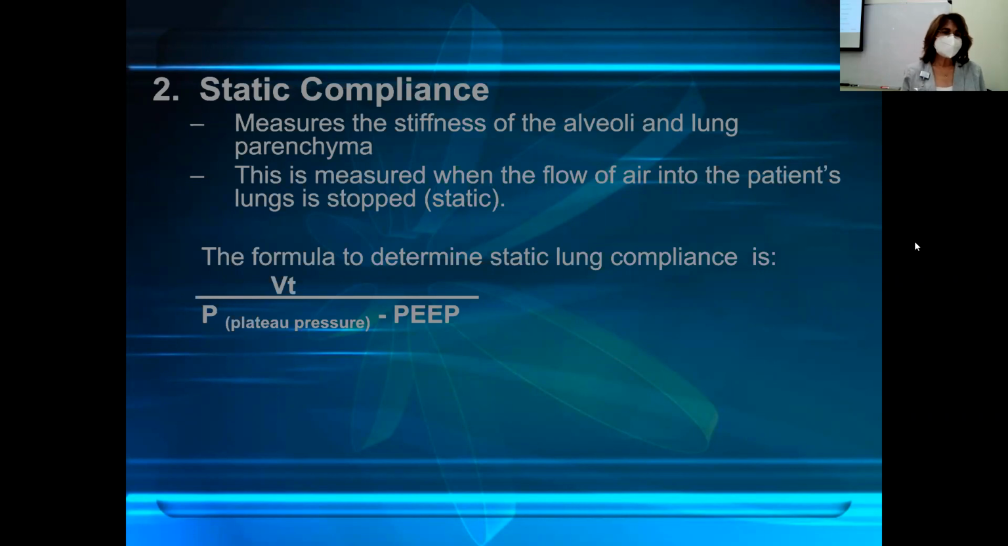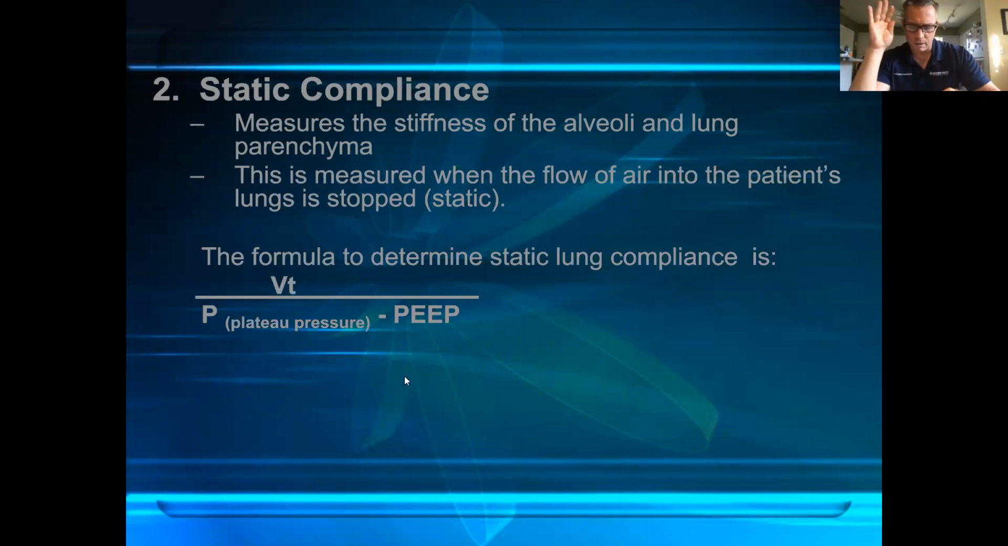All right, so the formula for static compliance looks the same as that general formula I was telling you about, where you've got the tidal volume on the top and the pressure on the bottom, volume over pressure. But this time when you plug in numbers, you're plugging in the pressure from when you did the inspiratory hold. And that pressure is called plateau pressure.